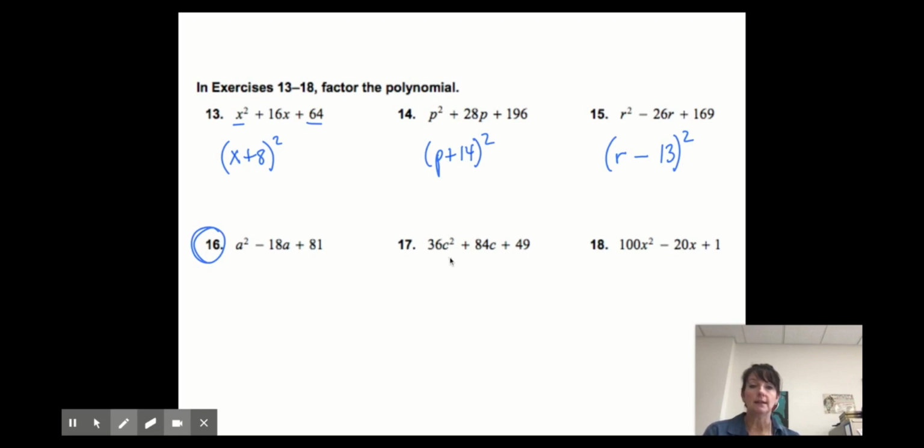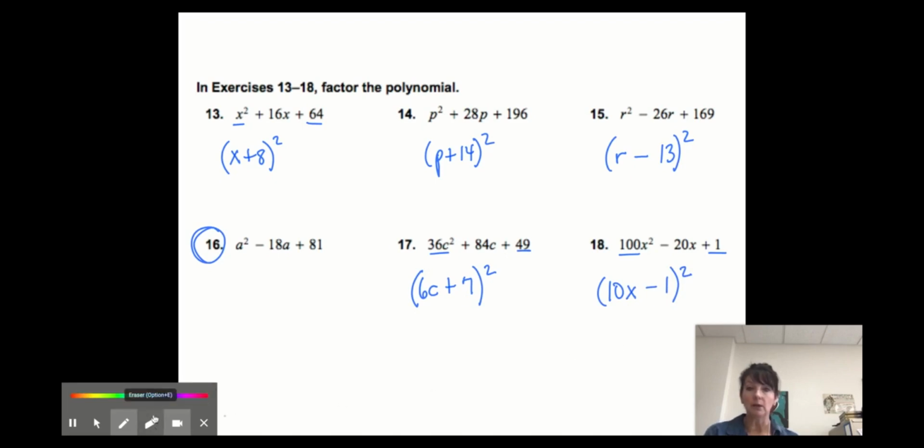And number 17, I can see that this is a perfect square and this is a perfect square, both positives. So in the first place right here, A, I have 6c times 6c would give me 36c squared. 7 times 7 gives me 49. So I can factor it pretty easily by identifying the first and last term as perfect squares. Here, perfect square. So we'll get 10x minus 1 in this case because of this subtraction right here. Hopefully you found that this is pretty straightforward and easy. We'll keep working on these.